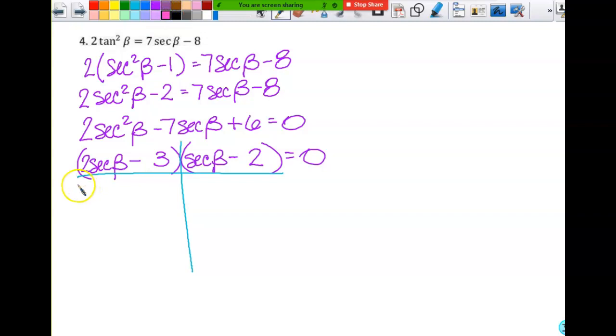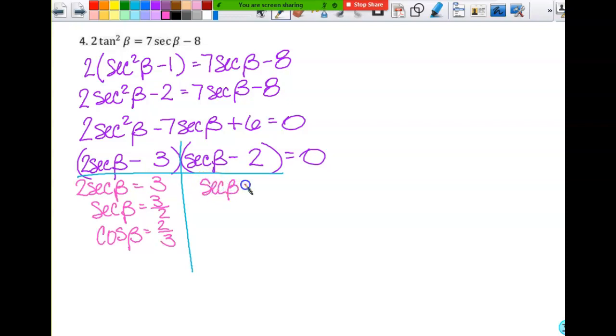So I get over here, 2 secant beta equals 3. So secant beta equals 3 halves. Well, I don't have a secant button on my calculator, so I'm going to use cosine, and that makes it 2/3. Okay. Then over here, when I solve this one, I'm going to get secant beta equals 2, and that means that cosine beta equals 1/2.